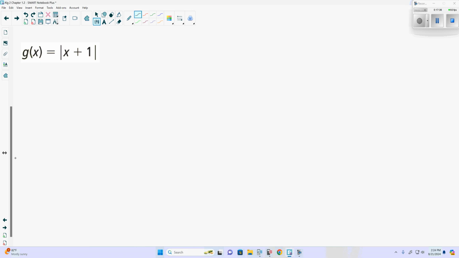Which one is this parent function? Absolute value, yes? And most of them I can read out and then we can go from there. This one kind of gives it away, doesn't it? Because the absolute value of x plus 1, what's its parent function? It's absolute value.